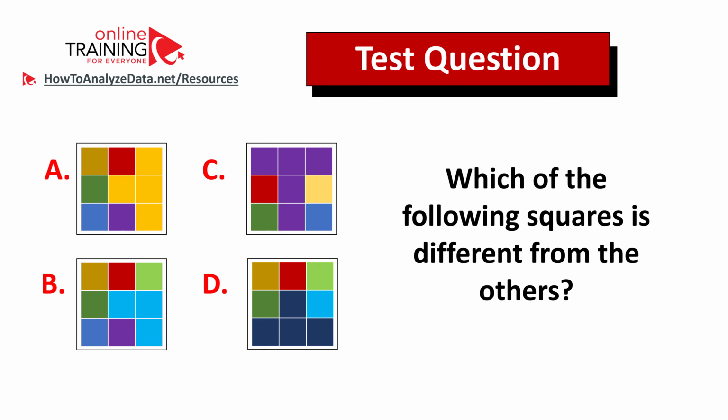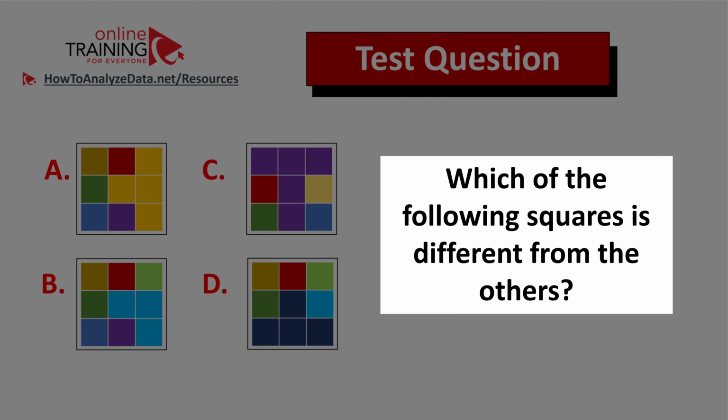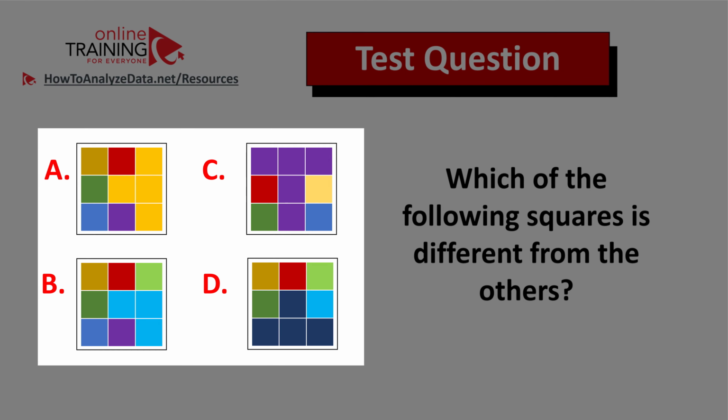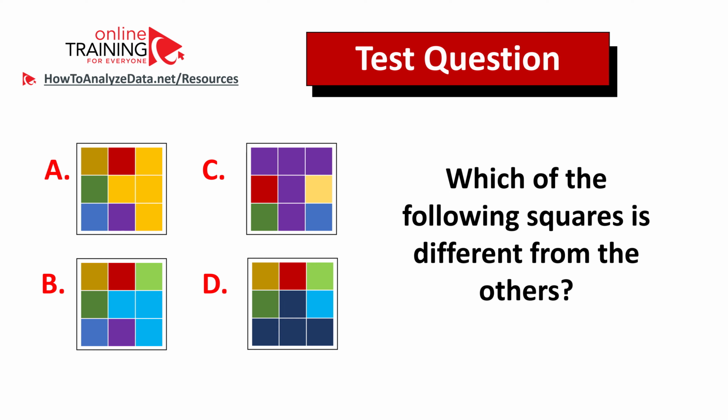Let's look at the interesting question which tests your pattern recognition and analytical skills. Which of the following squares is different from the others? You're presented with 4 squares, each square containing 9 small squares inside of different colors. You have 4 different choices to choose from, A, B, C, and D. All look kind of similar, but one of them is substantially different. Do you see the answer?